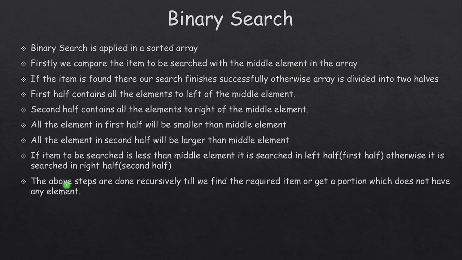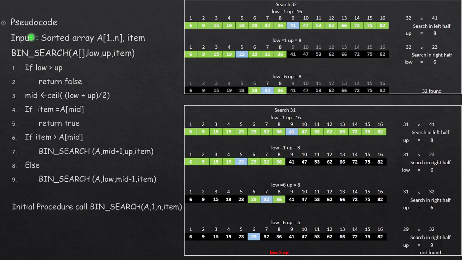Then we are going to use pseudo code. So look at the pseudo code for binary search. Here the input is an array A whose index value ranges from 1 to n, and the item which is to be searched. Just notice the index value ranges from 1 to n, not 0 to n minus 1. And it has 4 parameters: array A, low value, up value and item. Low denotes the starting point of the list and up denotes the end point of the list. Initially low value will be 1 and up value will be n.